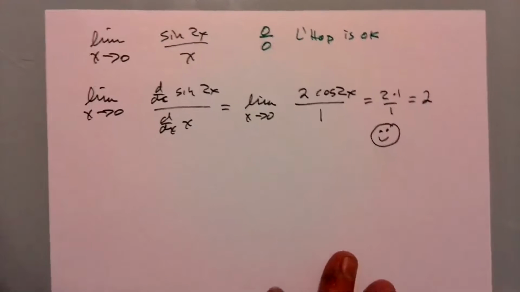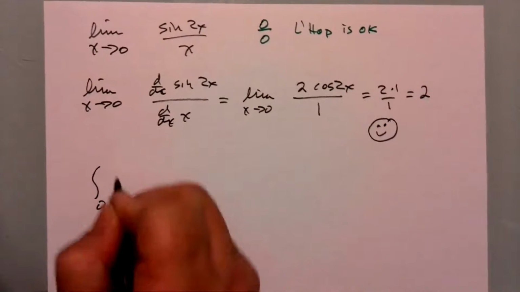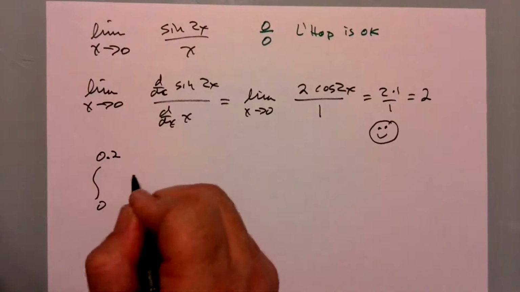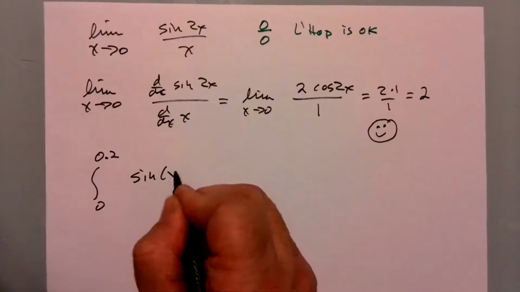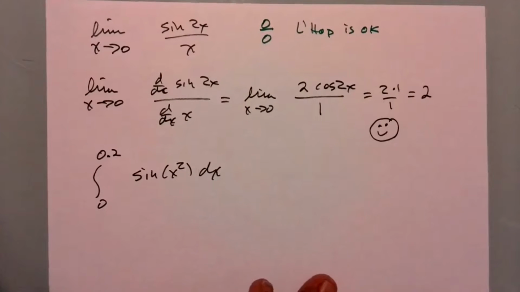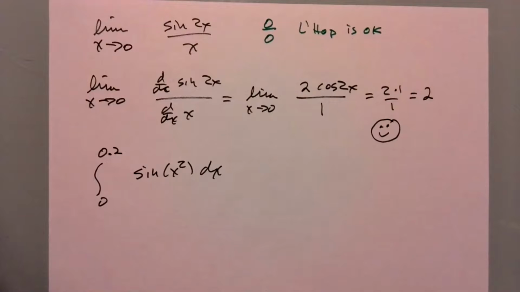So let's go ahead and look at the integral from 0 to 0.2 of sine x squared dx. This is another one of those functions that does not have an antiderivative. You cannot integrate sine x squared using any standard procedure, but we can approximate it with this strategy.